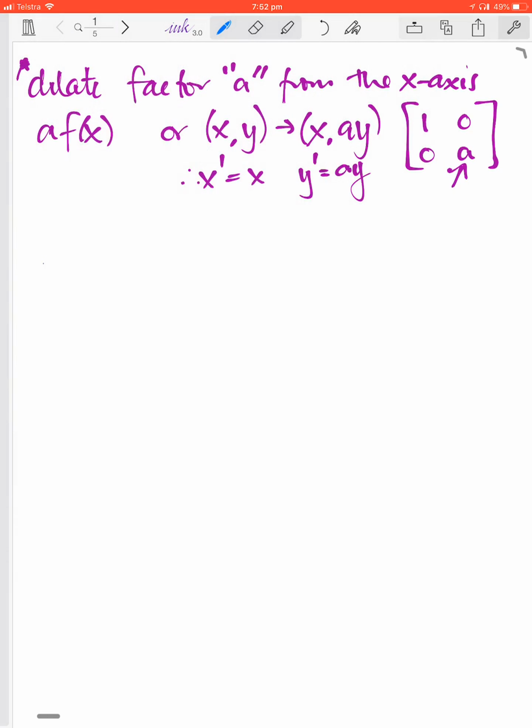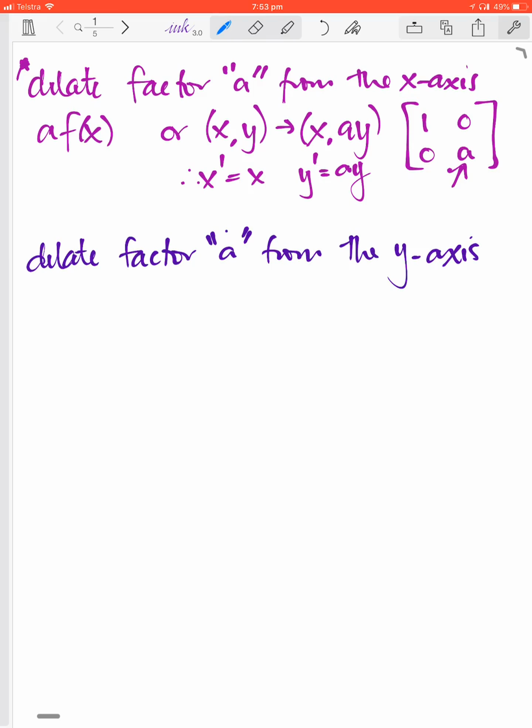Okay, now this is the one that seems to bugger everyone up. If I want to dilate factor a from the y-axis, if I dilated factor 2 from the y-axis, I'm making everything get 2 times as far away from the y-axis. Now if you had a point here at 1, that point would now move out and become 2. So what I'm doing, I'm multiplying all of my x values by that value of a. So I want to dilate 2 from the y-axis.